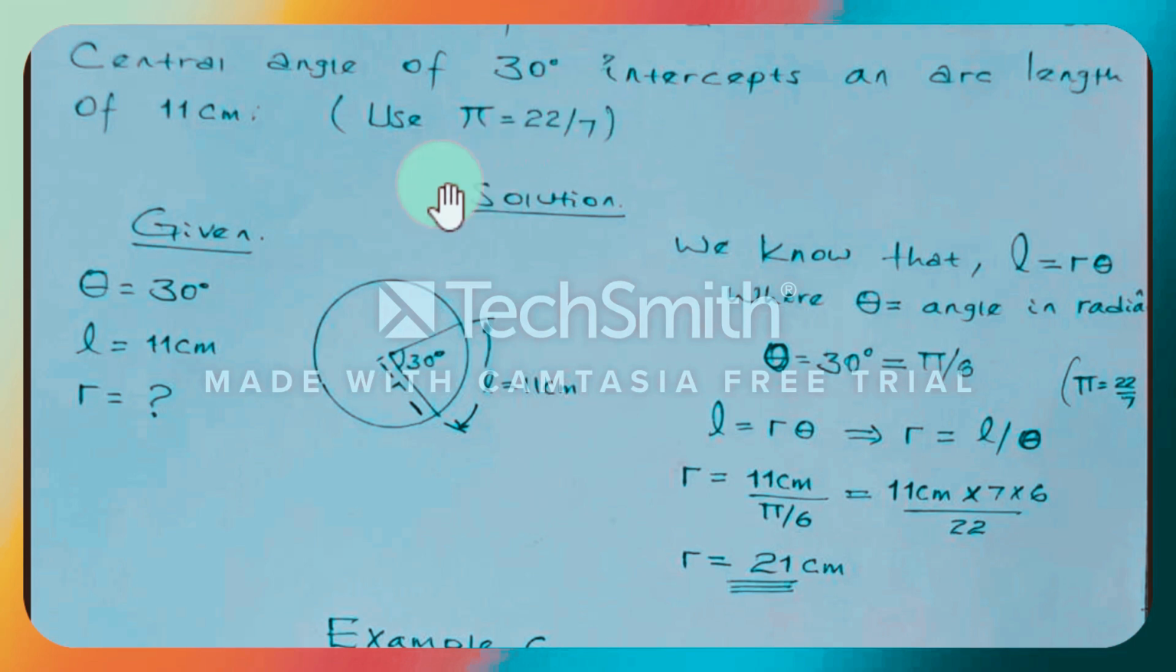እዚህ ጋር የተጠየቅነው ምንድነው? ሴንትራል አንግሉ 30 ዲግሪ የሆነ አንድ ሰርክል አርክ ሌንግዙ የሴንትራል አንግሉን ኢንተርሰፕት የሚያደርገው ይሄ አርክ ሌንግዙ 11 ሴንቲሜትር ቢሆን የሰርክሉ ሬዲየስ ስንት ይሆናል? ስለዚህ ሬዲየሱን ካልኩሌት ለማድረግ ባለፈው ስለ ራዲያን ሜጀር ስንወያይ እንዳየነው በአርክ ሌንግዝ በራዲያን ሜጀር እና ሬዲየስ ኦፍ ሰርክል መካከል ያለው ዝምድና በምን ይቀመጣል ብናላል?